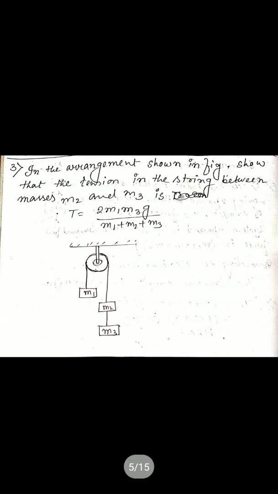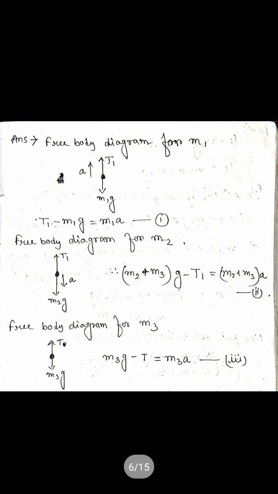Clear? Okay. Next, in the arrangement shown in the figure, the tension in the string between the masses M2 and M3 is this one. We proved this equation, that the tensional force between M2 and M3 is T, and T is an expression like this. Okay, so we draw the free body diagram.